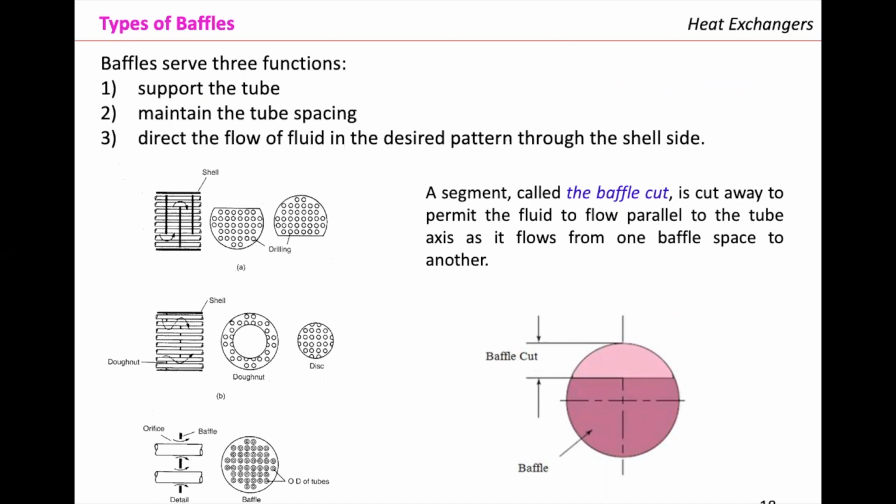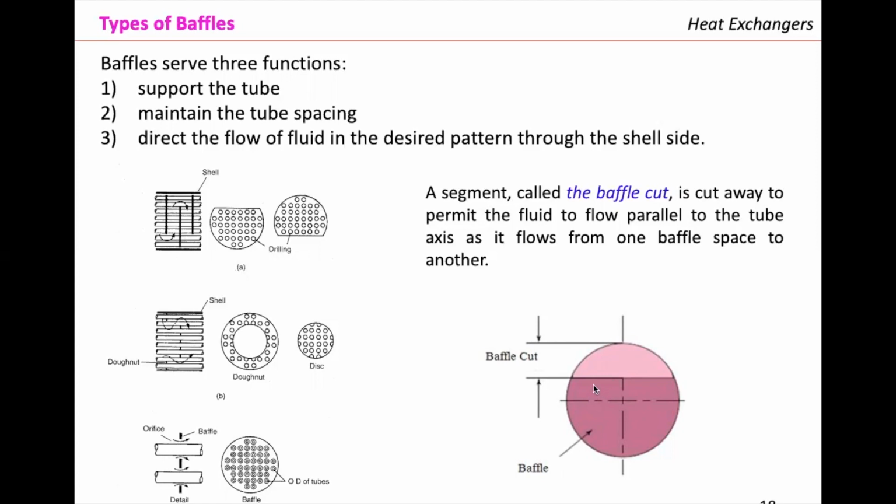Another important part of the shell and tube heat exchanger, because we are focusing right now on shell and tube heat exchangers, right, is the baffles. The baffles have three functions. The first function is to support the tubes. Second, to maintain homogeneous tube spacing, like we already mentioned. And the third one, to direct the flow of the fluid in a design pattern through the shell.